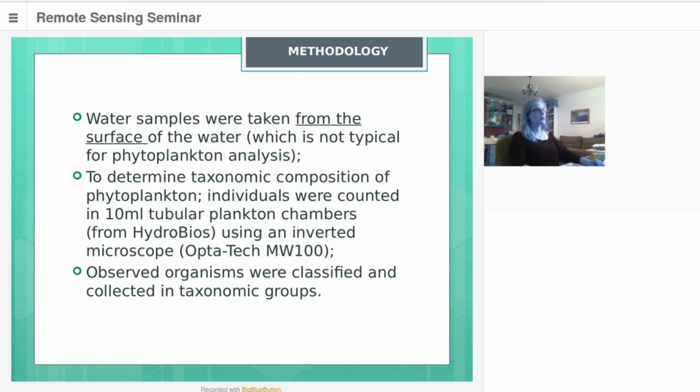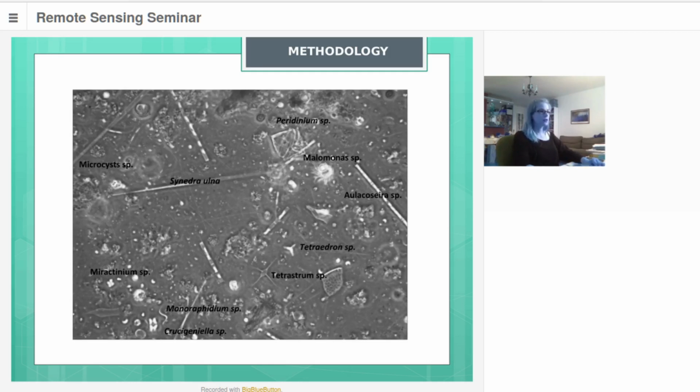During the field campaign, the water samples were taken from the surface of the water, which is not typical for phytoplankton analysis. To determine the taxonomic composition of phytoplankton, the individuals were counted in tubular plankton chambers using an inverted microscope. The observed organisms were classified into groups. Here is the view from the microscope. My friend counted this for me.